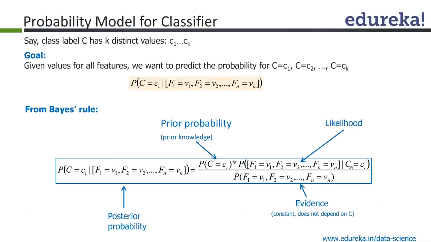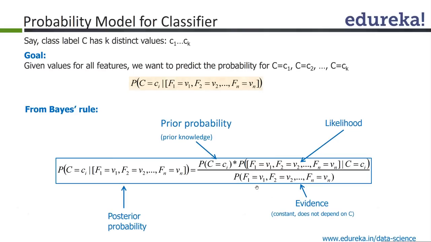It's like saying I look at all my windy days, and then I look at which ones are raining in those windy days. This is a likelihood. That's exactly what we computed in that circle, right? So now you can see that posterior probability is modeled using prior probability and the likelihood simply by using the Bayes rule. And the denominator, which is the probability that this point occurs, is common for all your C equal to C1, C equal to C2, C equal to C3.